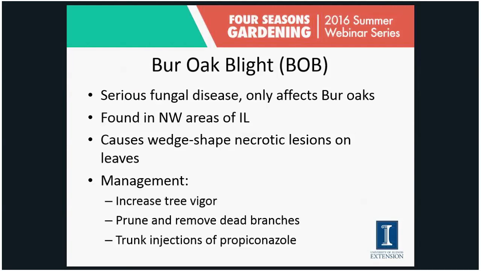And then I want to talk about bur oak, or Bob, as he is affectionately known. But bur oak blight is a serious fungal disease, but out of all of the serious fungal diseases that we have talked about today, Bob is great because there is effective management that does not involve removing the tree. So Bob is a great disease to get if you're going to get a serious oak disease. It only affects bur oaks. So if you don't have a bur oak, you don't have to worry about Bob.